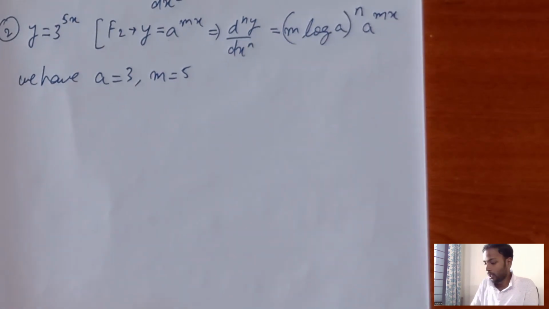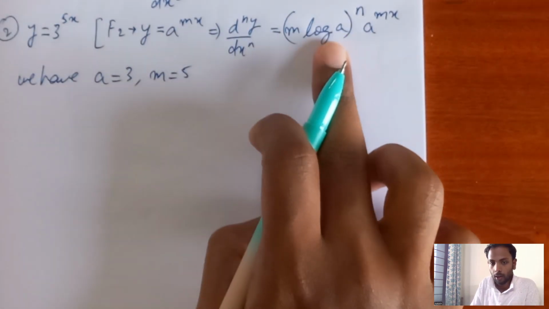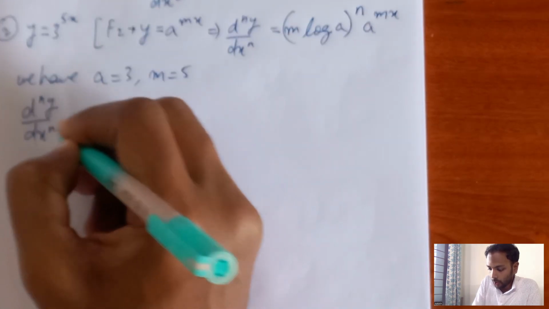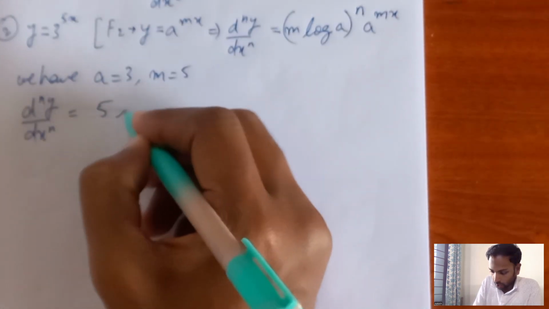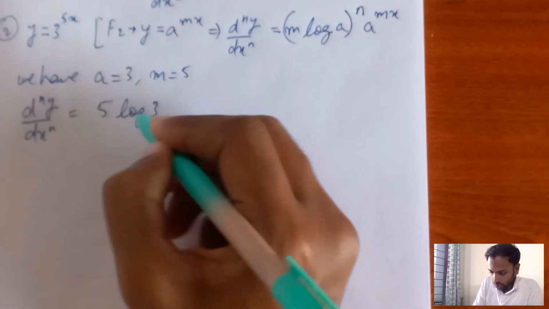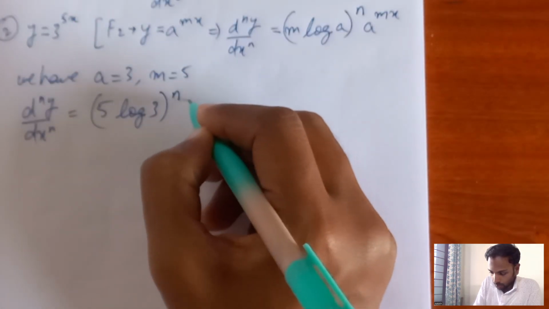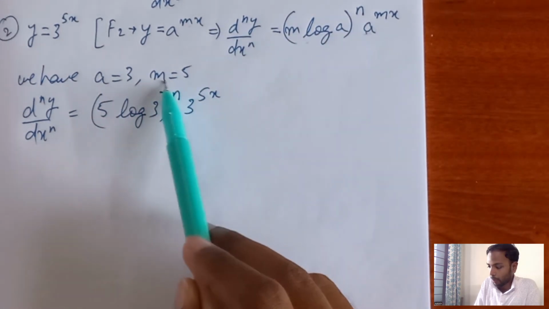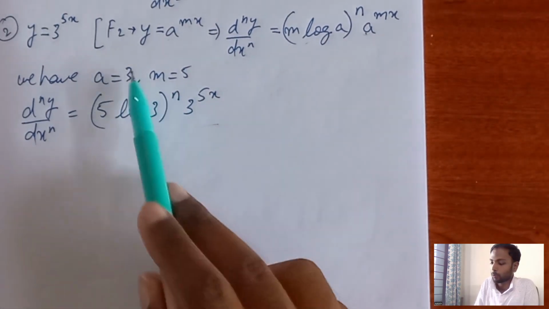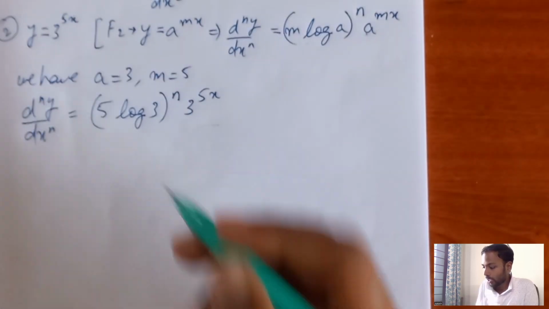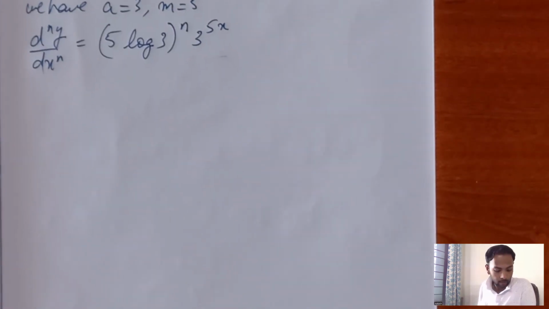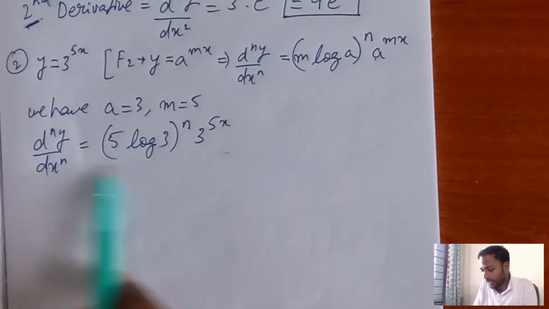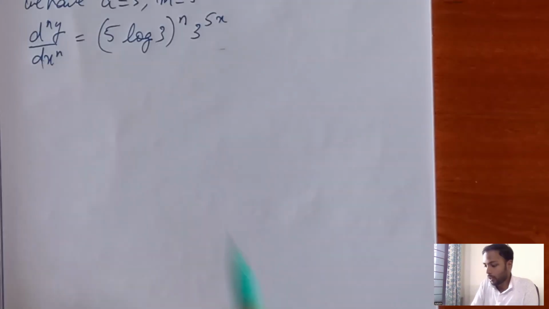So let's put a and m into this formula and find the nth derivative. The nth derivative will look like 5 into log 3, to the power n, into 3 power 5x. I just substituted a and m and I got this. Since I know the nth derivative, now let's try to find the fifth derivative of the given function. Since we know the nth derivative, finding the fifth derivative is very easy.